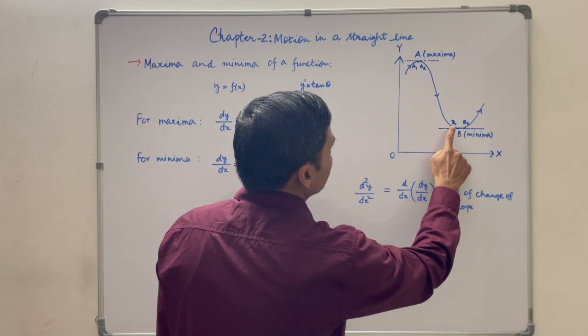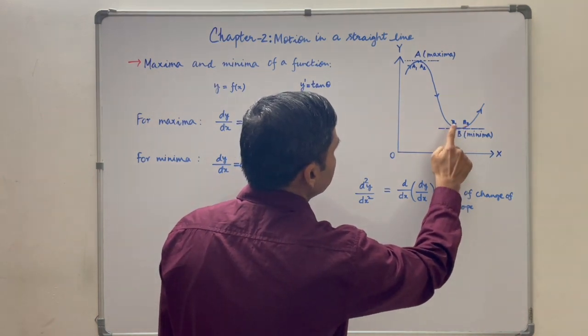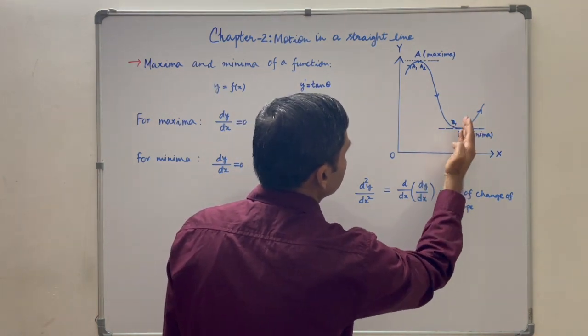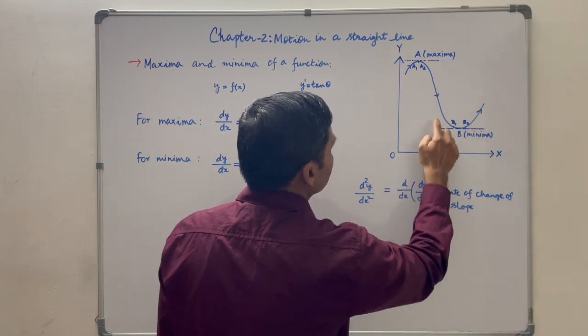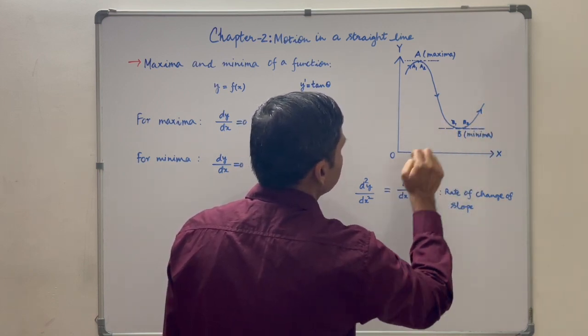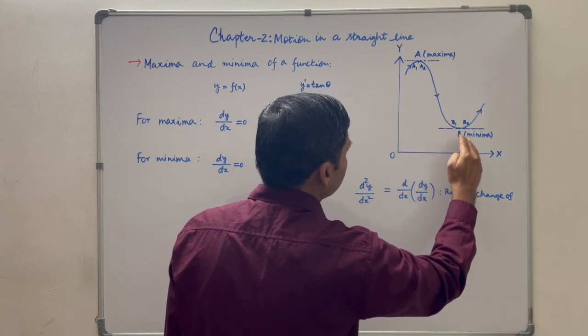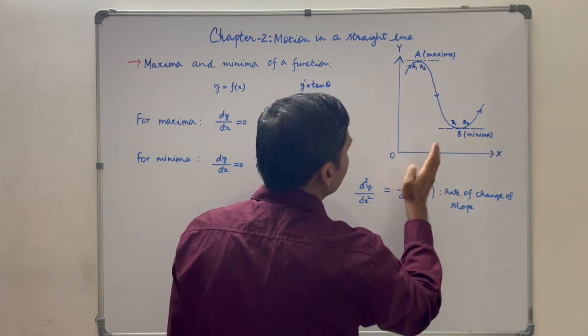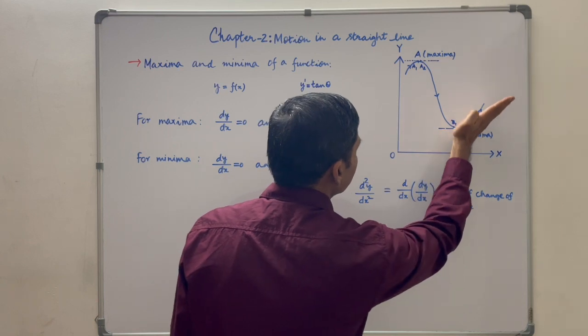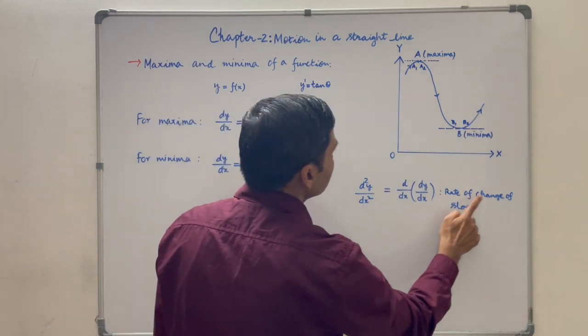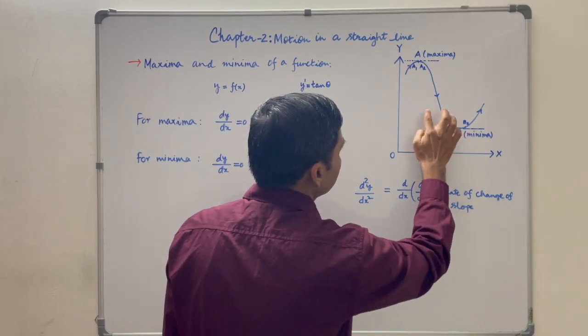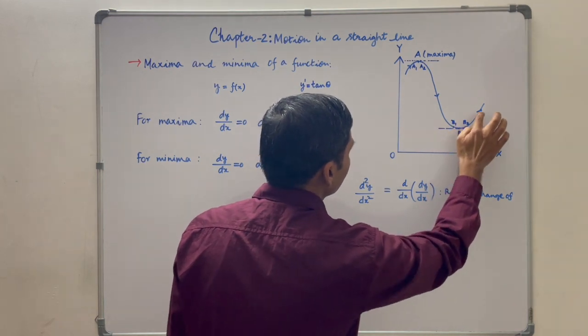Similarly, consider 2 points B1 and B2. B1 is to the left of B and B2 is to the right of B. Draw tangents at B1 and B2. The slope of the tangent at B1 will be negative. At B it is 0 and at B2 it will be positive. This means the rate of change of slope is going from negative to 0, 0 to positive.